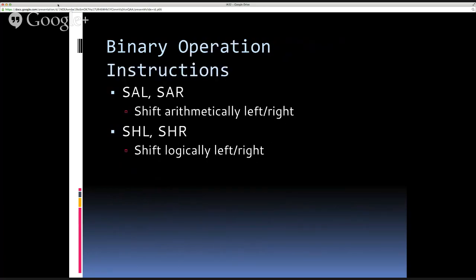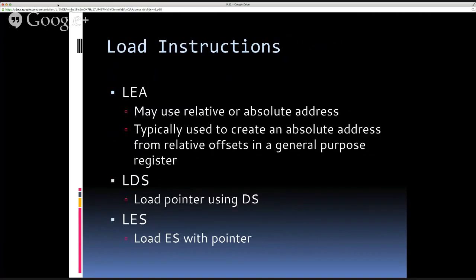You have your shift, logical and arithmetic shift operands. Your load instructions. So here you're just loading relative or absolute addresses with LEA. Same with here, if you're wanting to load a pointer using the DS segment selector or the ES segment selector, these are the instructions you'd use for that.